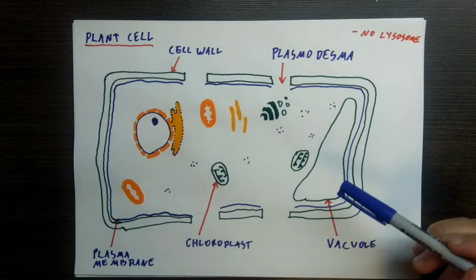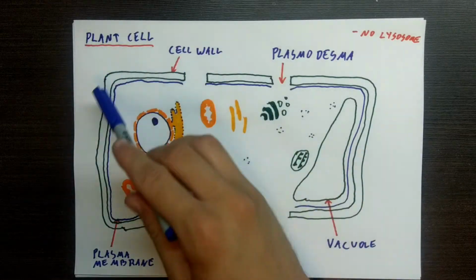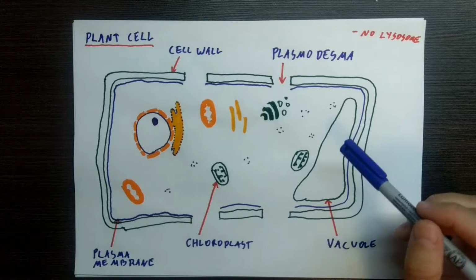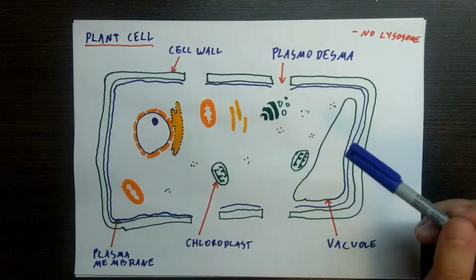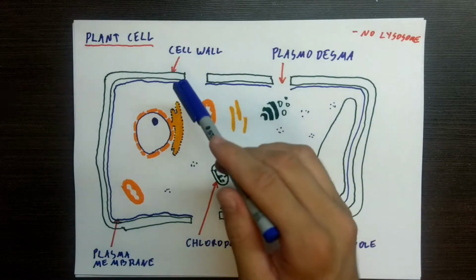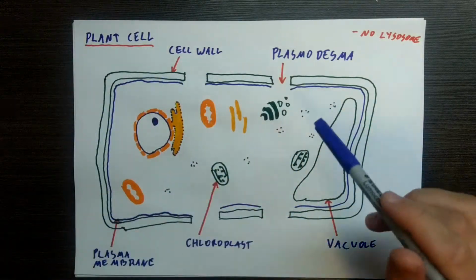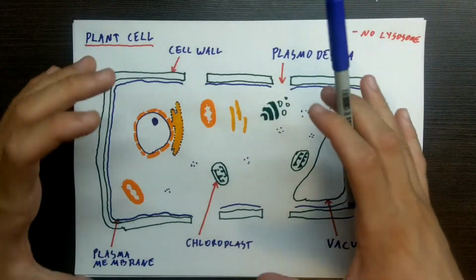Okay, so let's start off with cell wall. This is the first difference. It is a thick cell wall made of cellulose. Now in a fungus it will be similar, but in a fungus that cell wall would be made out of chitin. So here we have a cellulose cell wall, and that cell wall keeps the cell rigid and it keeps its shape.